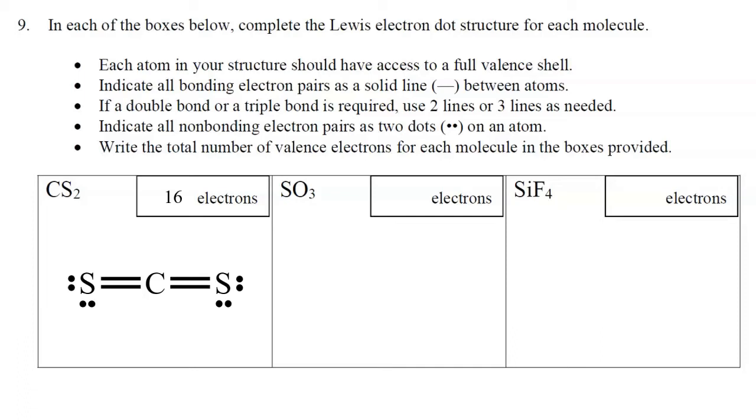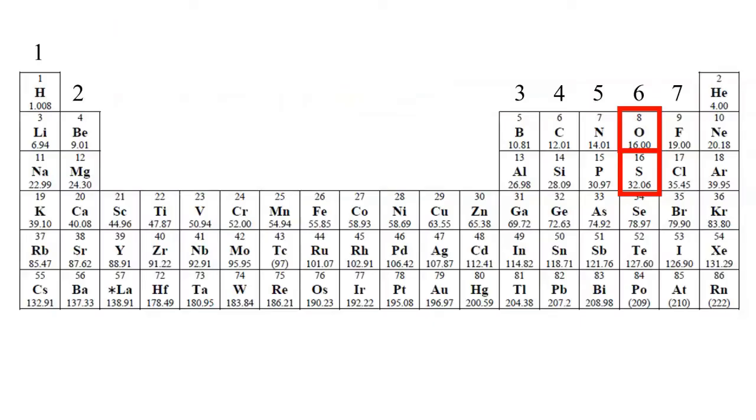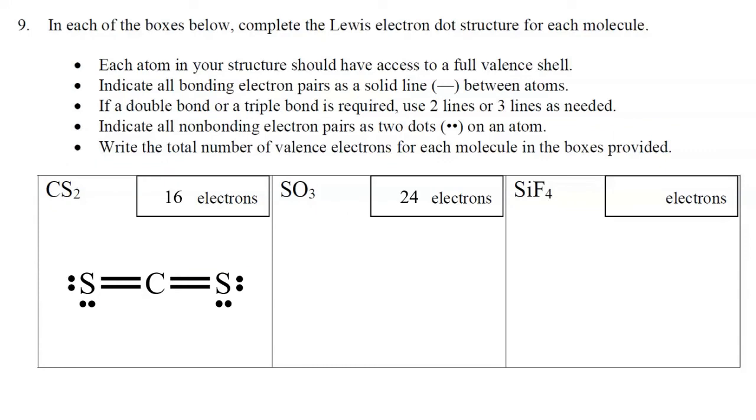All right, moving on to the SO3 molecule. We have sulfur and oxygen. We have 1 sulfur and 3 oxygens. So each of those atoms has 6 valence electrons. So it's going to be 6 plus 6 plus 6 plus 6. That's a total of 24 valence electrons. For my skeleton, I'm going to put the sulfur in the middle and connect it to 3 oxygen atoms.